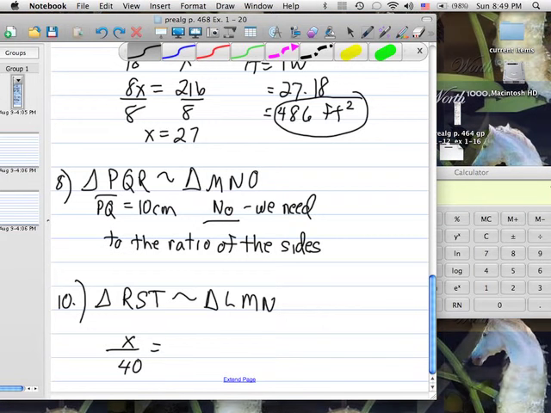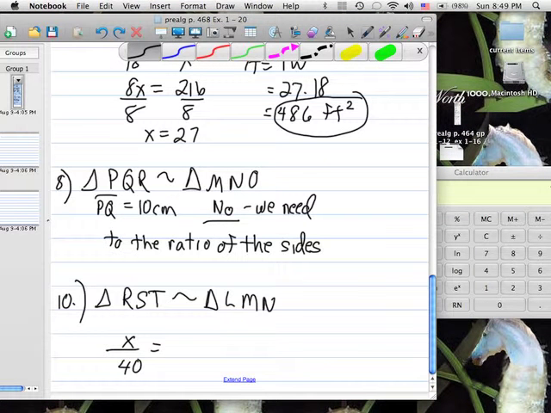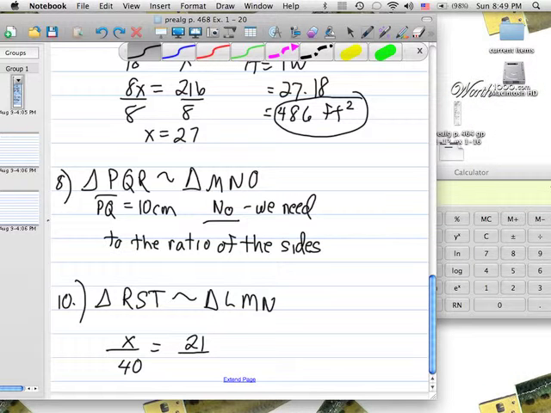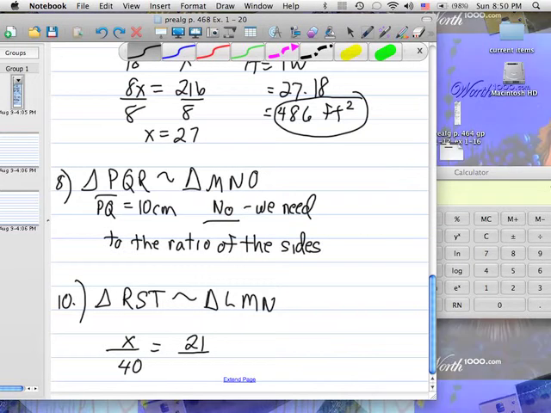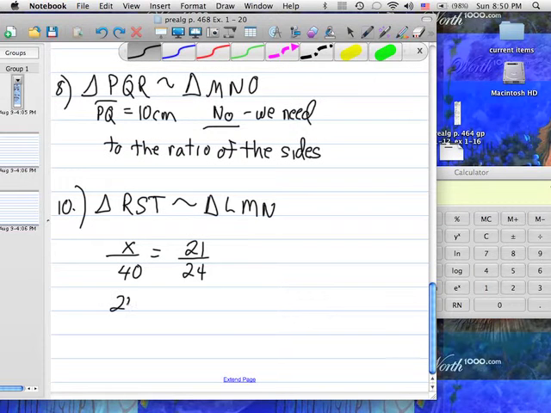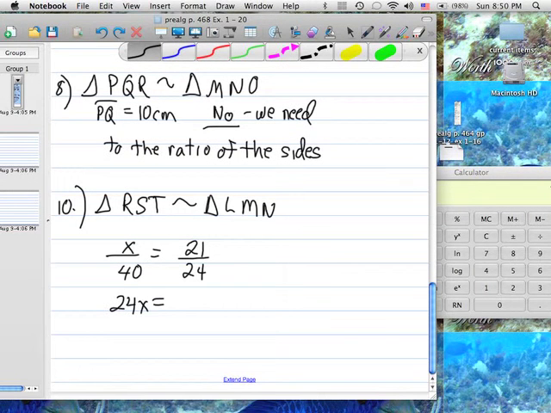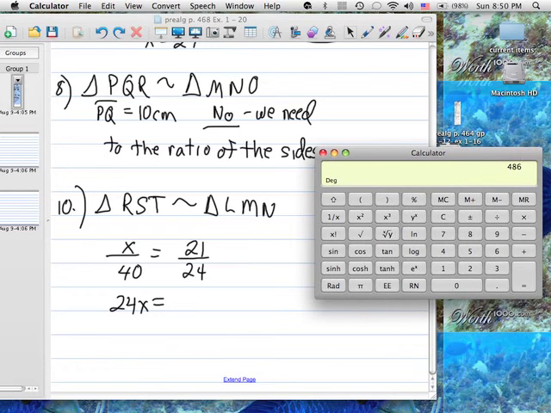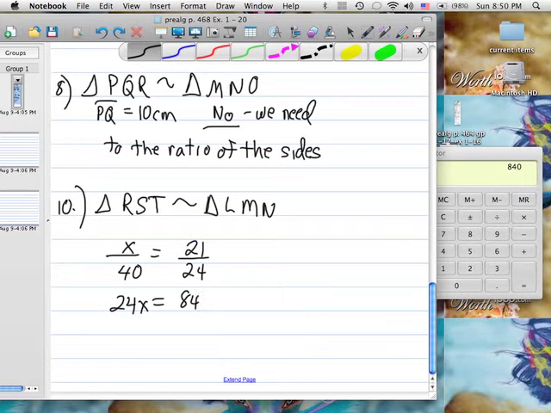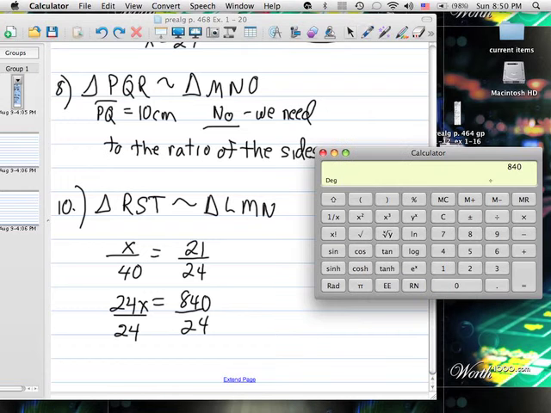And we'll need to find two sides that are given that we can use in the other one. So checking, ML is the same as RS, and they're both given. So 21, I'm going to stay with the same side I picked the X on, is to 24. So using cross products, 24x equals 21 times 40, and we get 840. Divide by 24, and we have 35.